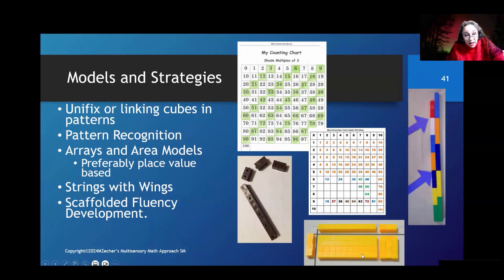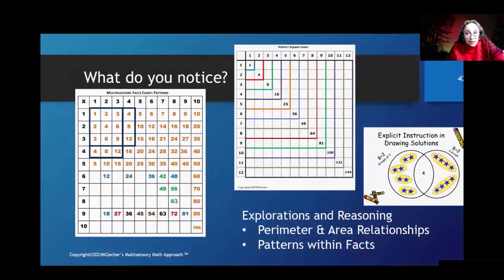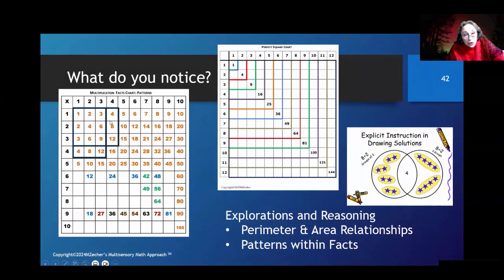And here's my array, and we scaffold our fluency development. Here, we're using our multiplication chart. And by the way, anything here is not written there, because it is included up here. And we're showing that property where 3 groups of 4 gives us the same product as 4 groups of 3.